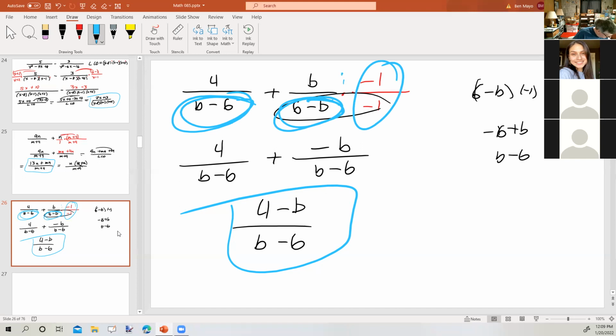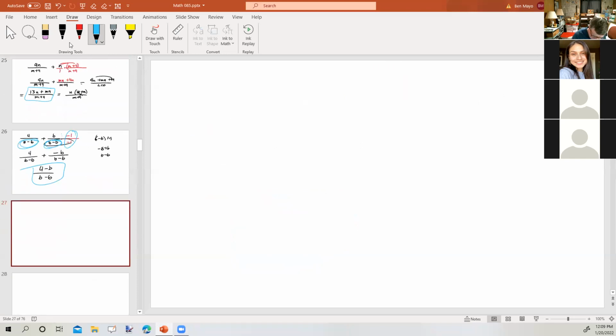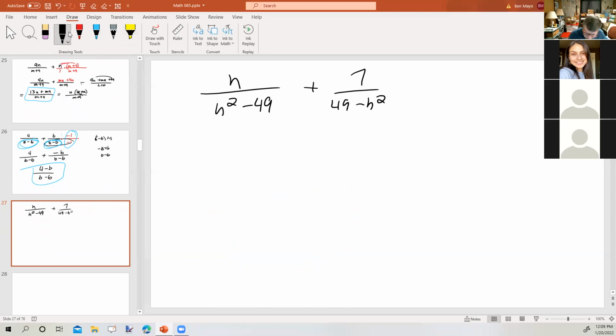Okay. Let's do another one of those. h over h squared minus 49 plus 7 over 49 minus h squared. Same idea. The two denominators are opposites of each other. So let's take the second one and multiply it by -1 over -1.